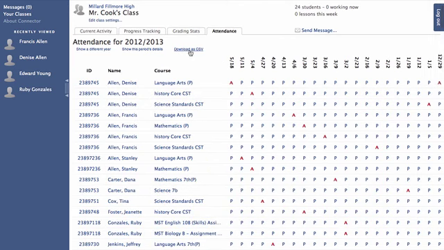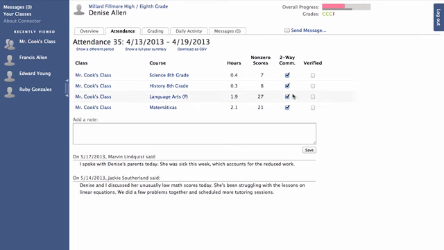And on all the screens we have the option to download a spreadsheet for further processing. Well, that's what we have so far. So nothing here is set in stone. Let us know what you think, and we'll keep moving forward.